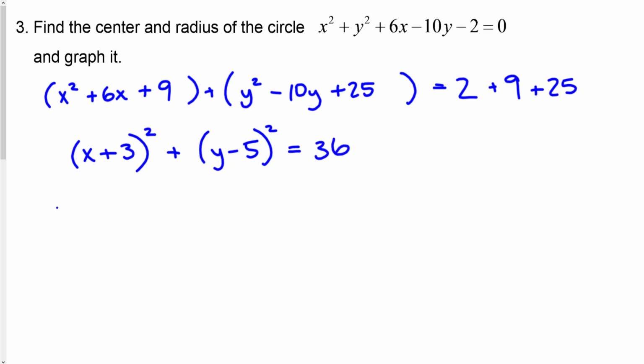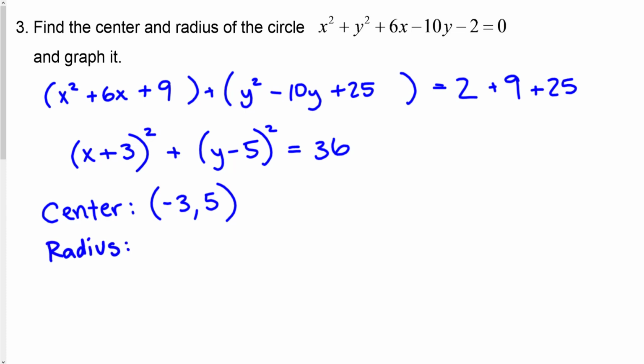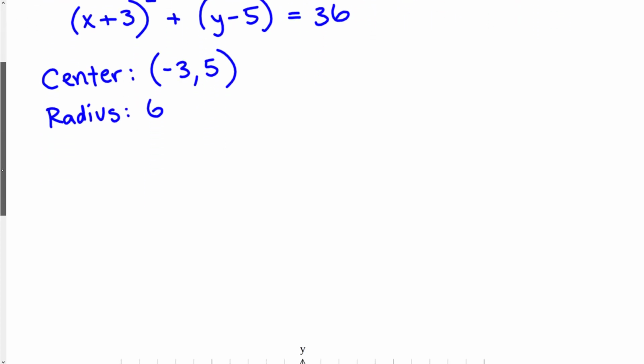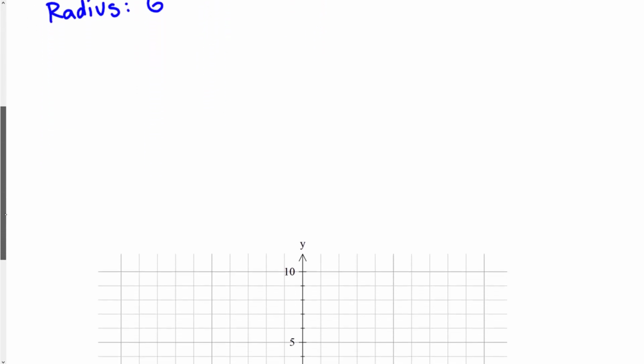So now I know that the center of my circle is located at the coordinates negative 3, 5. Remember, you take the opposite of the sign that's presented in the formula. And the radius is 6. You take the square root of the constant on the other side. So to graph it, I've got a coordinate axis down here.